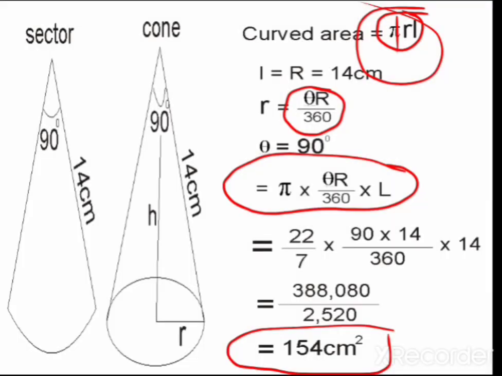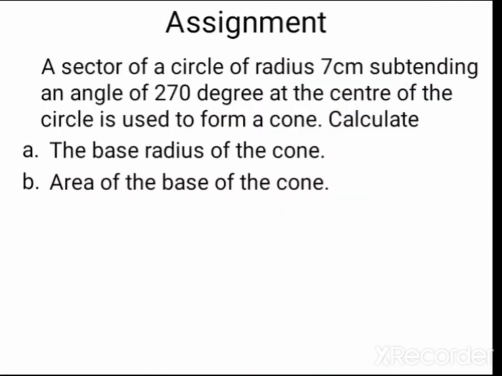So that's all we will take for today. I want you to have a thorough understanding of this class. Go back, replay it over and over, and grasp the relationship between a cone formed from a sector of a circle and the sector of the circle. So for your assignment, solve this problem for me. A sector of a circle of radius 7 centimeters, subtending an angle of 270 degrees at the center of the circle, is used to form a cone. Calculate A, the base radius of the cone, and B, the area of the base of the cone.